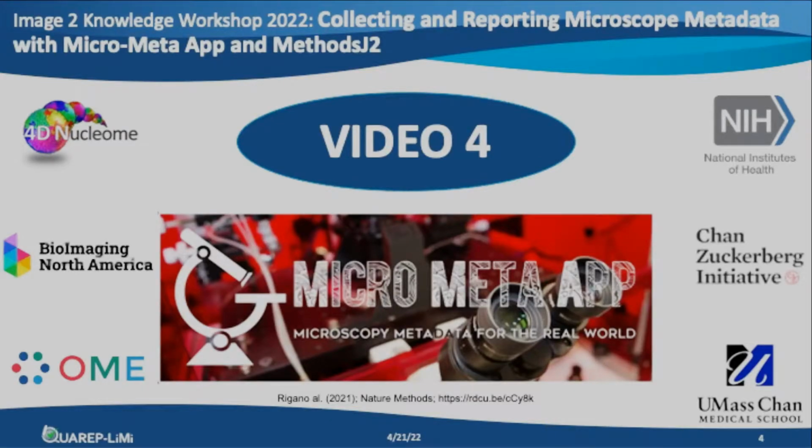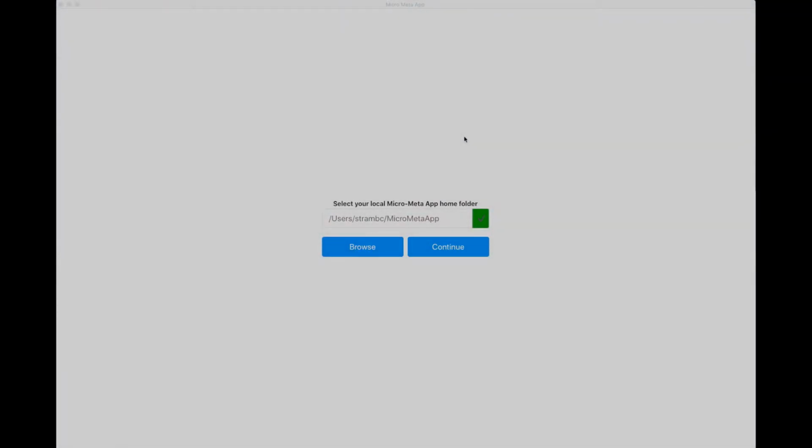After downloading the Micrometa app, when you double-click on the icon, you will find yourself in this first window, in which you will be asked to select your home folder. The home folder is your own personal local repository for all the files that have been generated using the Micrometa app, so it is important to select a good location for it. I recommend that you keep the suggested location for this folder, but you can always change it if you want to.